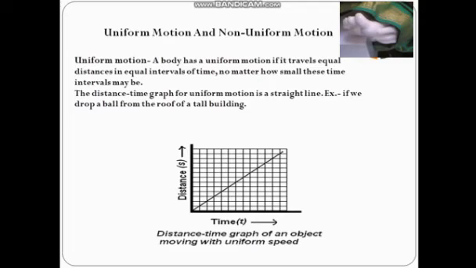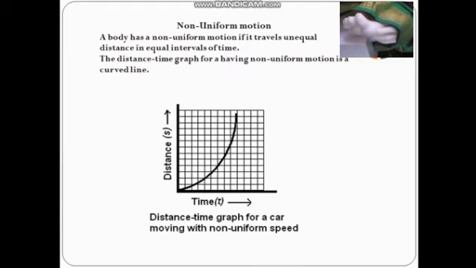Let's discuss uniform and non-uniform motion. In uniform motion, an object covers equal distances in equal intervals of time. Now, if we plot the graph between distance and time, taking time on the x-axis and distance on the y-axis, the graph results in a straight line with a positive slope. In a non-uniform motion, an object covers unequal distances in equal time intervals or vice versa. Vice versa means it is covering equal distances in unequal time intervals.